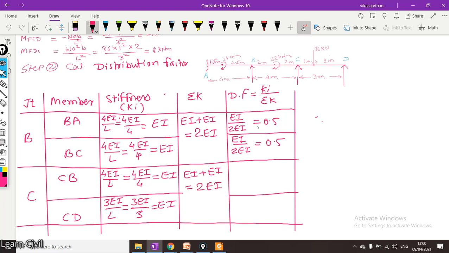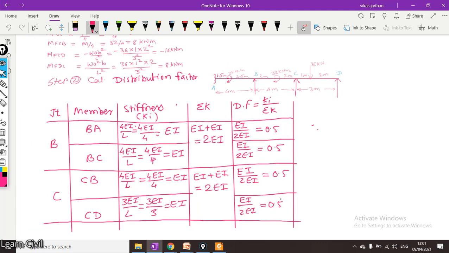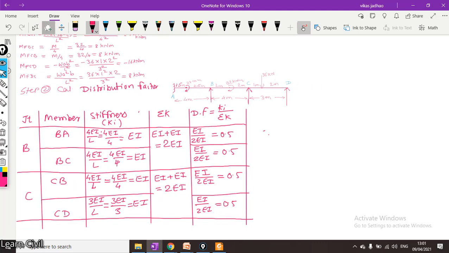Similarly, the distribution factor for CB will be K divided by summation K, that is EI divided by twice EI. So this is equal to 0.5. And for CD, again this will be EI divided by twice EI, so this is again equal to 0.5. So all the distribution factors are 0.5 only.